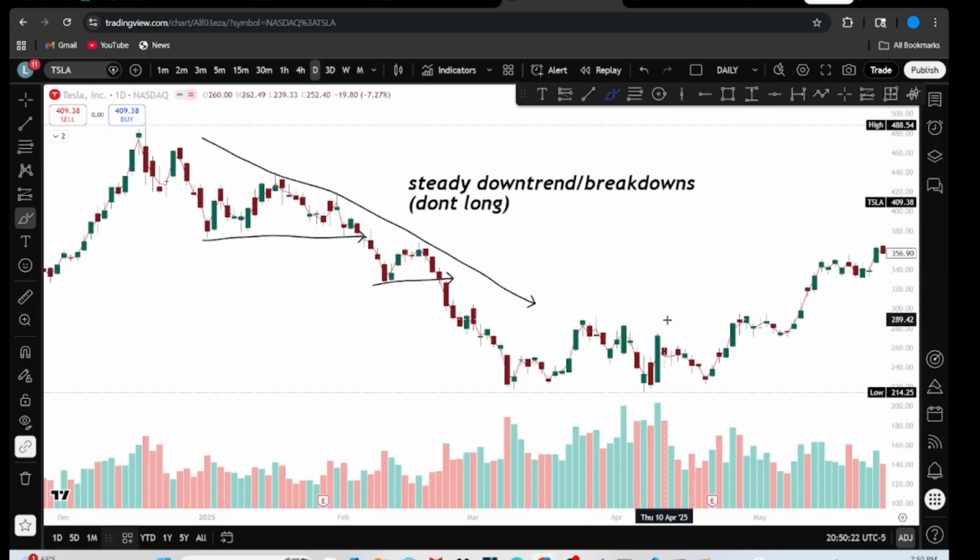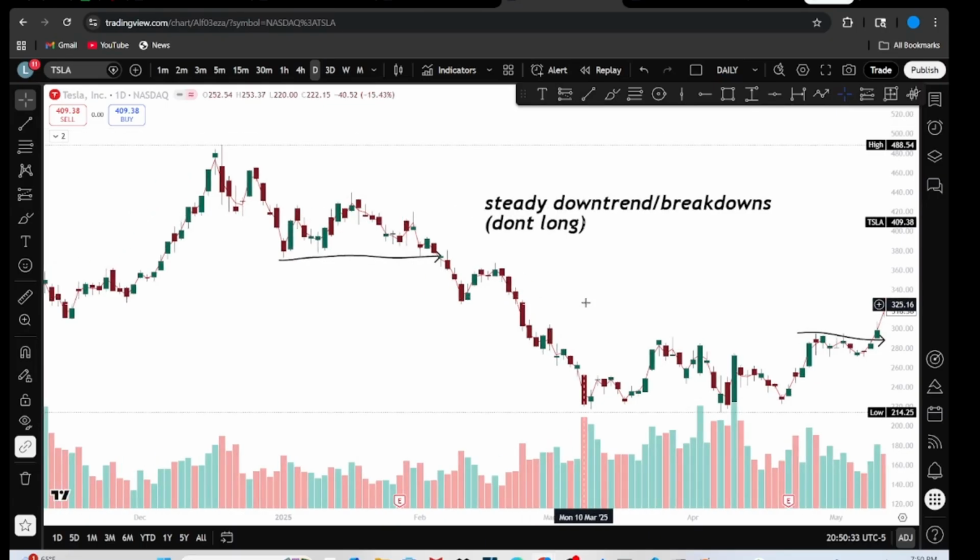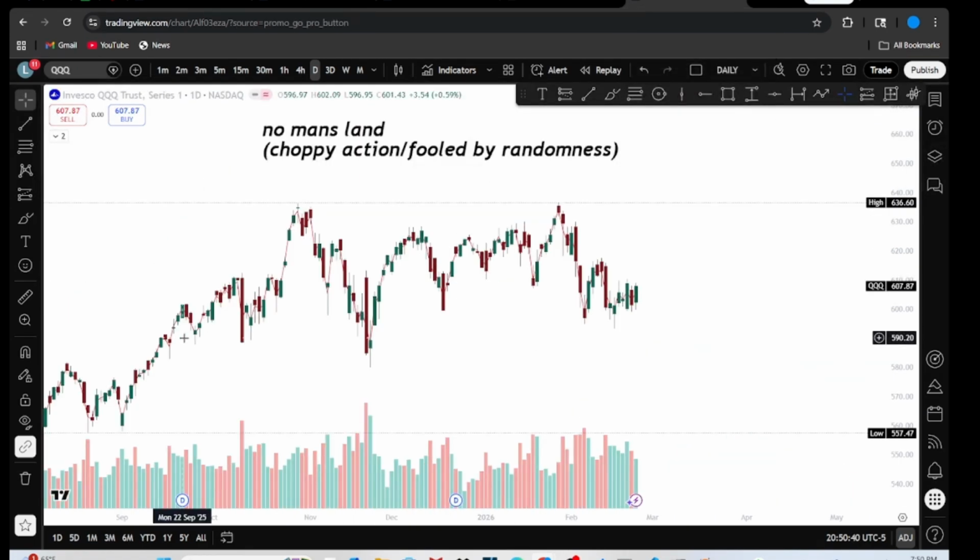And then the trend starts to actually shape up and we end up getting moves to the upside. And so I'll keep it very short on those. I think you guys get the point by now of what I mean by steady uptrend, steady downtrend, no man's land, and very overextended stocks to the upside and downside. And then the last example will be QQQ.